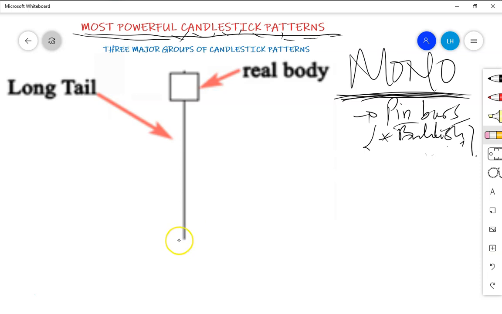Now before the candle closed, buyers came in. They pushed it up, and they pushed it above the opening price, and finally price closed above, to a certain area there. So after closing, the information we get from this candle is that buyers are still in control. That's why we call it bullish.